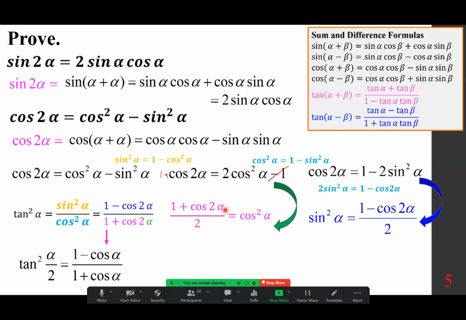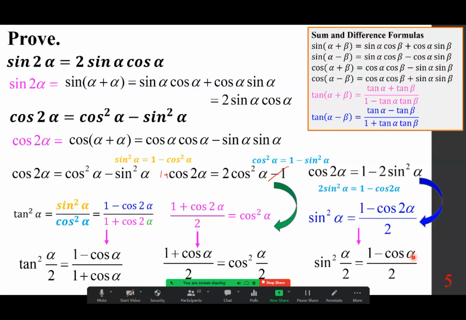Let's do the same thing here. If I cut this in half, I get 1 plus cosine alpha divided by 2, cosine squared of alpha over 2. Same thing here. Cut this in half, cut this in half. And believe it or not, those are the proofs. And we will continue with more.